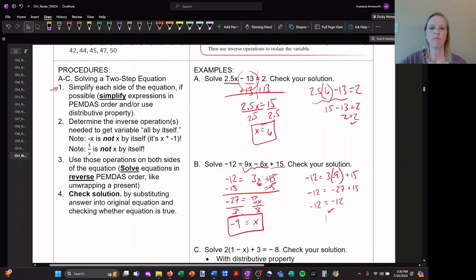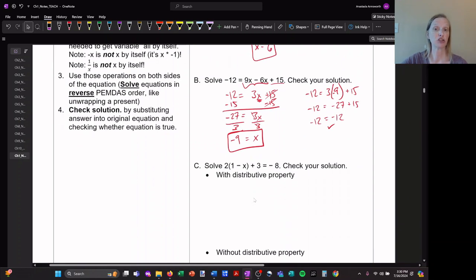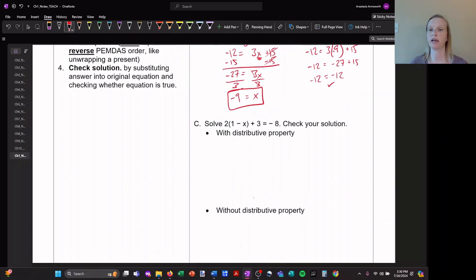What happens if there's a more complicated expression on one side of the equation? So here we have 2 times the quantity 1 minus x, plus 3 equals negative 8. There are a couple of different ways to approach this problem.